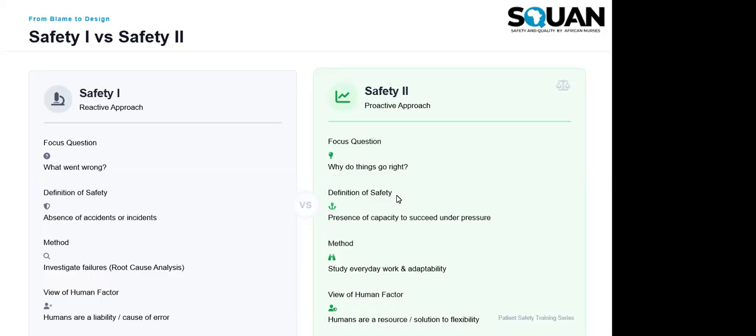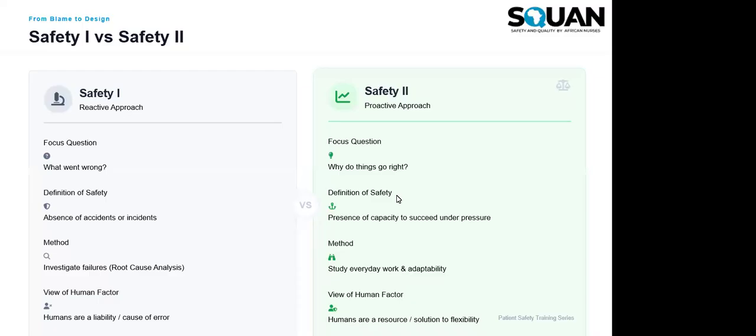The absence of incidents is more reactive, right? The proactive way is thinking, okay, how are we making sure that people are able to succeed under pressure? And then the method is about studying everyday work and adaptability. As I said, it's about being involved as a leader, understanding what is happening on the shop floor, helping people to adapt, because again, healthcare is a complex environment. If things are changing, people need to adapt, people need to learn new things. There are different guidelines coming out every day, we need to adapt, okay?